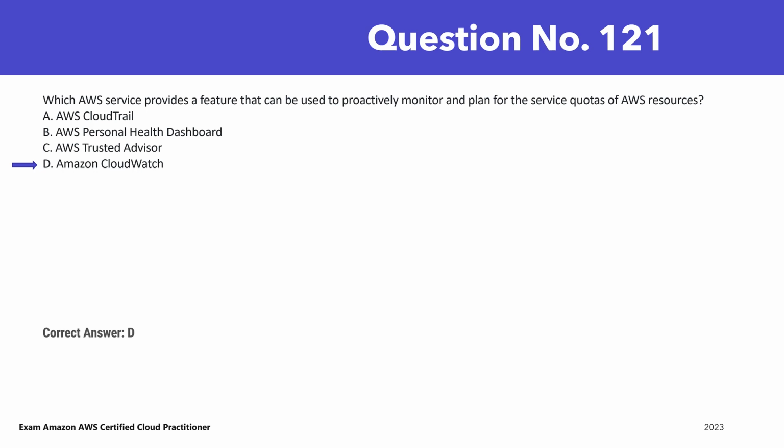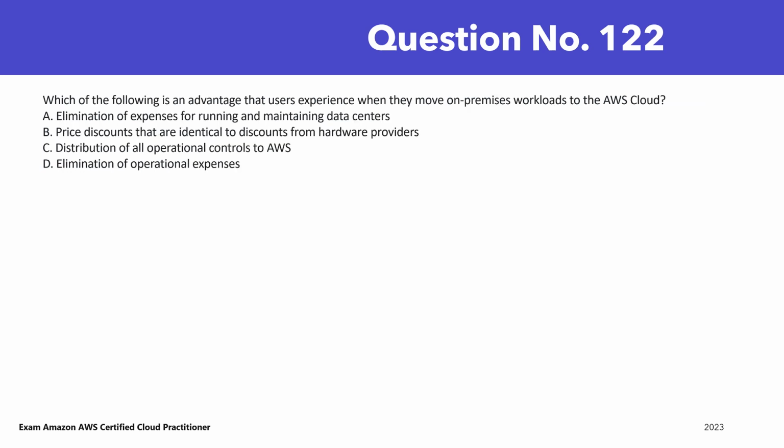Which of the following is an advantage that users experience when they move on-premises workloads to the AWS Cloud? A. Elimination of expenses for running and maintaining data centers. B. Price discounts that are identical to discounts from hardware providers. C. Distribution of all operational controls to AWS. D. Elimination of operational expenses.